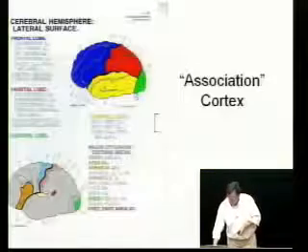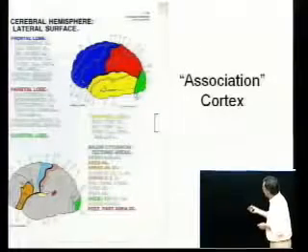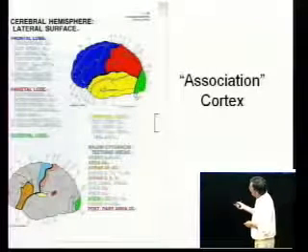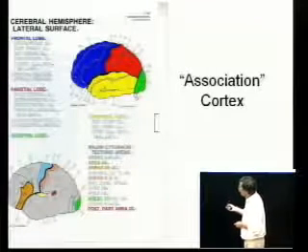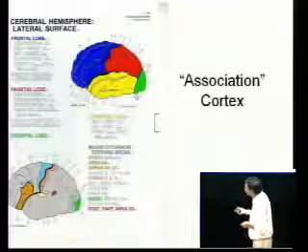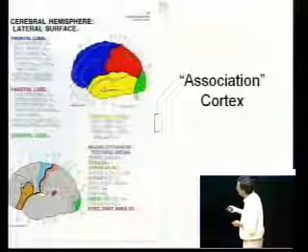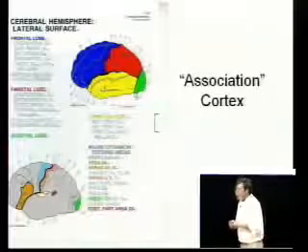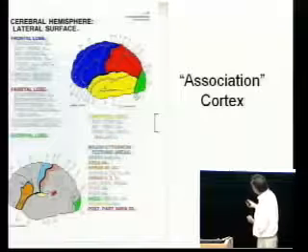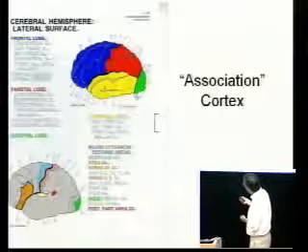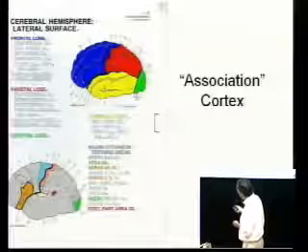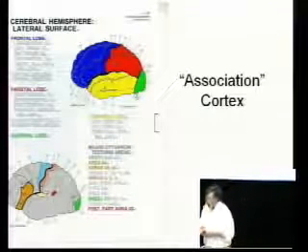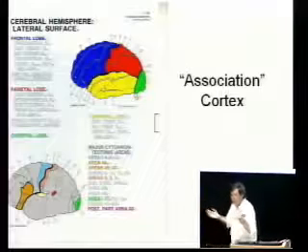Okay, so now we've got Broca's area and Wernicke's area added to the motor cortex, the somatosensory cortex, the primary auditory area, and the visual area. What's the rest of the brain doing? Well, for a long time, these other areas of the brain, the vast bulk of the frontal lobe and the vast bulk of the temporal, parietal, and occipital lobes, were simply called association areas.